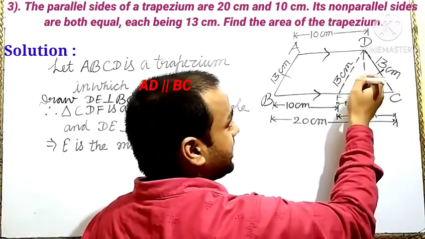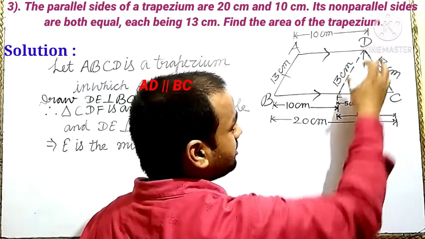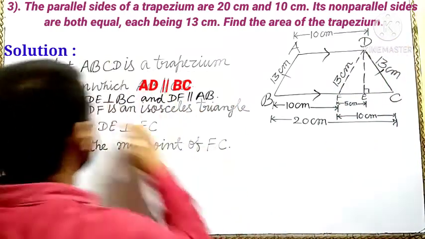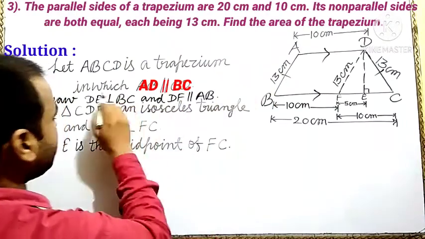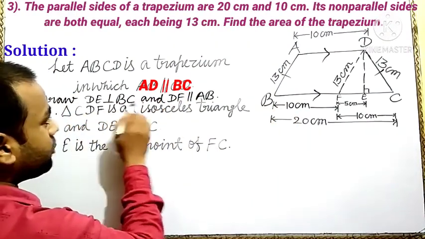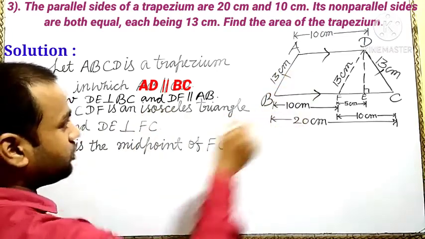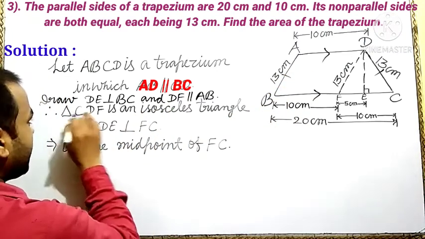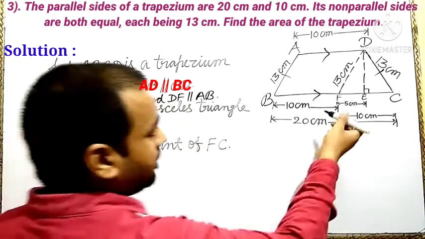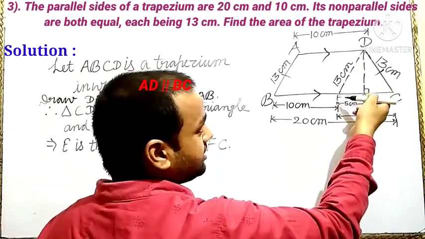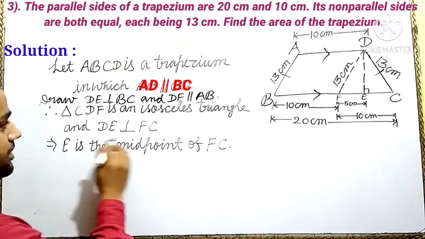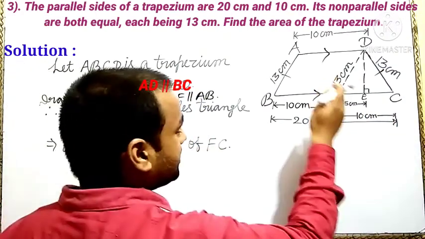DFC is an isosceles triangle because here DF is equal to DC. So here ABCD is a trapezium in which draw DE perpendicular to BC and DF parallel to AB. Triangle CDF is an isosceles triangle because here DF is equal to 13 centimeter, DC is equal to 13 centimeter and DE perpendicular to FC.